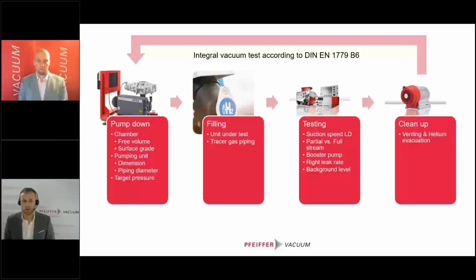Another important part of the leak test cycle is the filling process. So the unit under test and also the tracer gas piping play an important role here. After that, there comes the testing process itself, so the actual leak test, in which we will speak about not only the suction speed of the leak detector, but also the differences between partial and full flow. Also, there is the option to add a booster pump. All of this we will explain later on. And as a last step, there's a cleanup, which is important as well, regarding venting and helium evacuation.